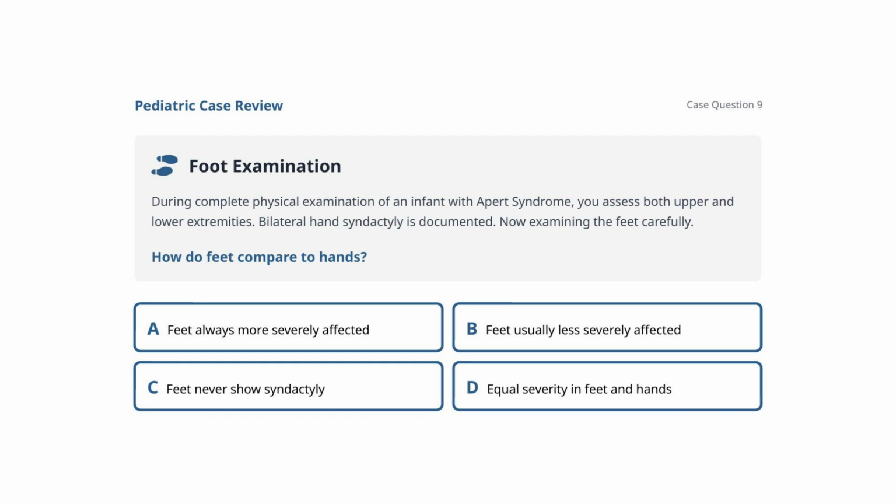During complete physical examination of an infant with Apert syndrome, you assess both upper and lower extremities. Bilateral hand syndactyly is documented. Now examining the feet carefully. How do foot abnormalities typically compare to hand involvement in Apert syndrome? Option A, feet always more severely affected. Option B, feet usually less severely affected. Option C, feet never show syndactyly. Option D, equal severity in feet and hands.